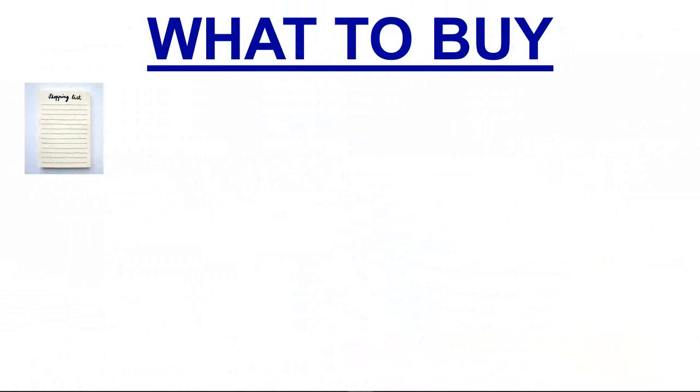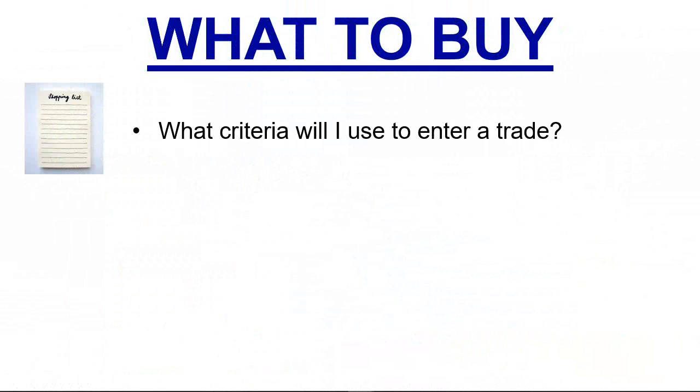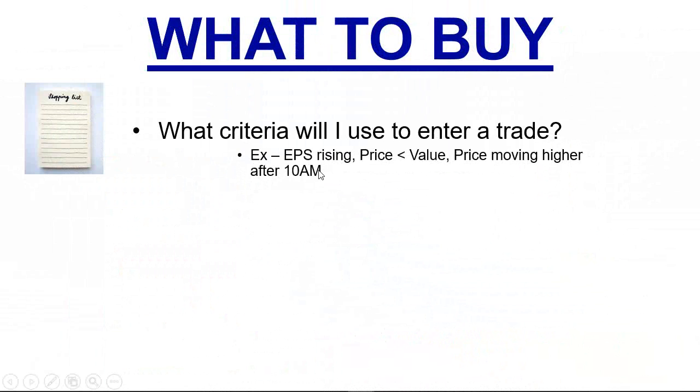Number two, the next component is what to buy. What does your stock selection process look like? What criteria will I use to enter a trade? For example, maybe EPS rising. You look at a 1-year chart and the earnings per share is going from bottom left to upper right. Maybe you only buy undervalued stocks whose price is less than their value.